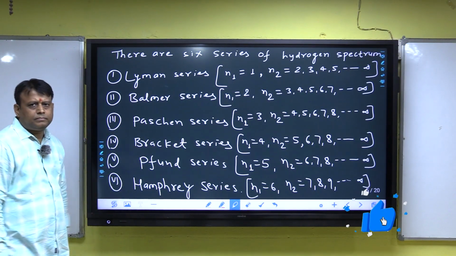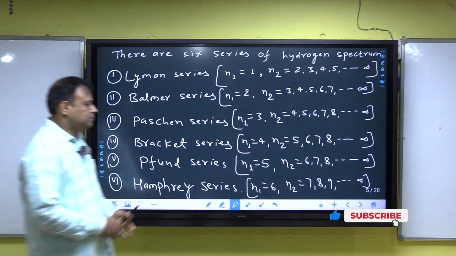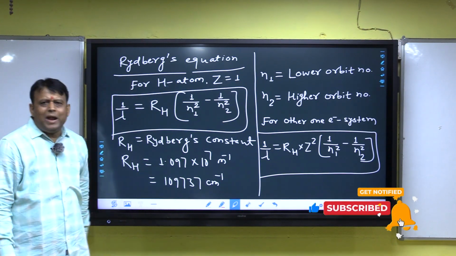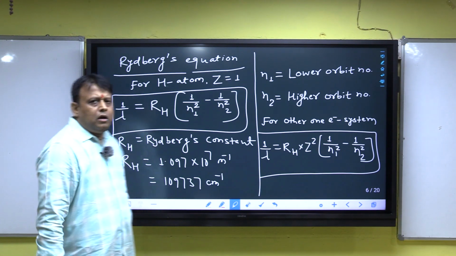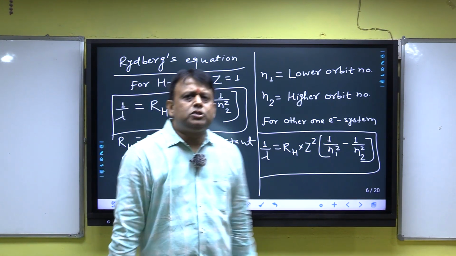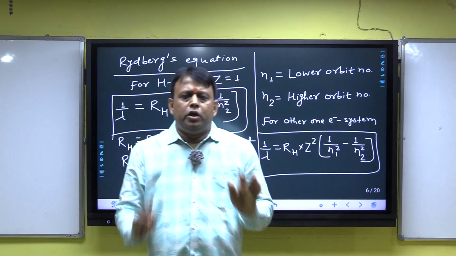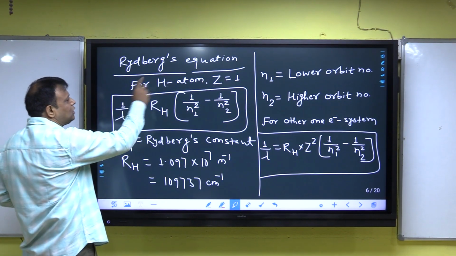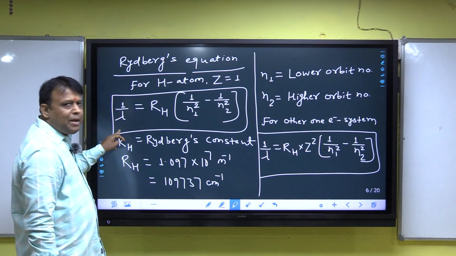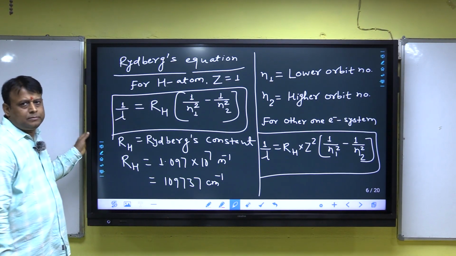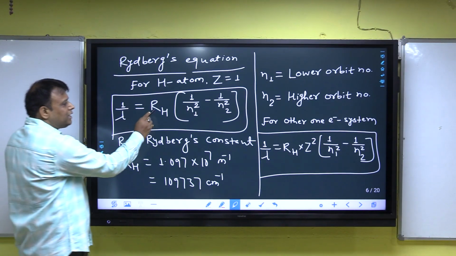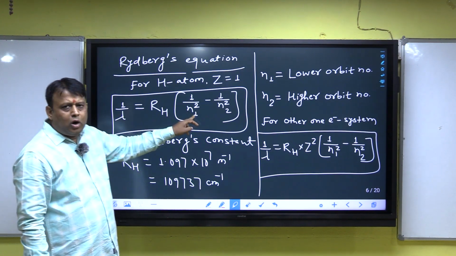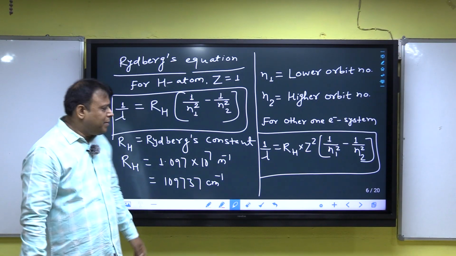Write down. Next, Rydberg equation. For numerical questions based on the hydrogen spectrum, use the Rydberg equation for the hydrogen atom. 1 by lambda, where lambda is the wavelength, equals RH, the Rydberg constant, times 1 by N1 square minus 1 by N2 square. N1 is the lower orbit number, N2 is the higher orbit number.